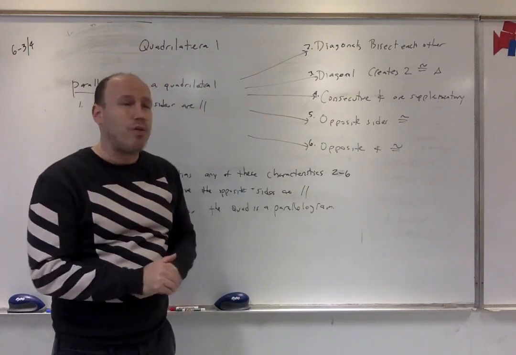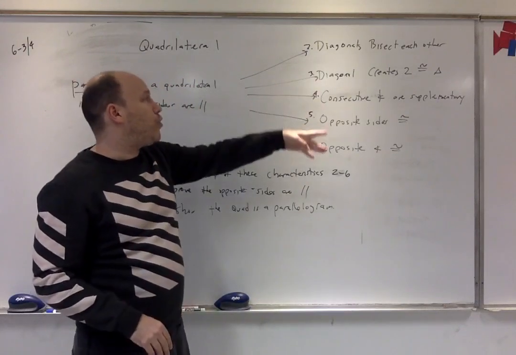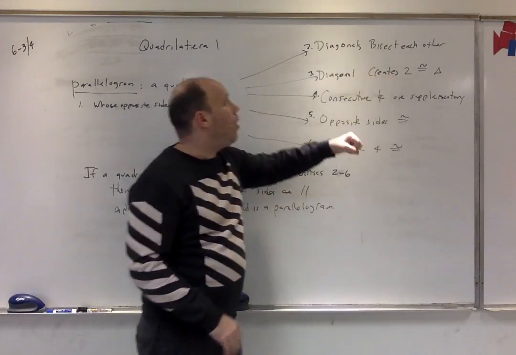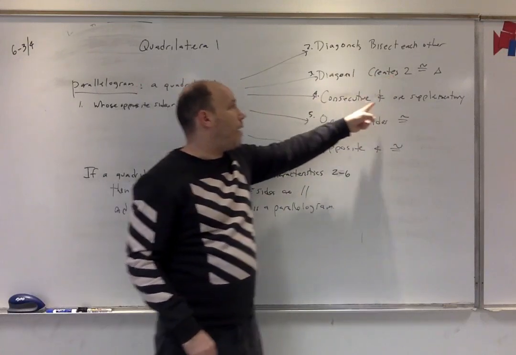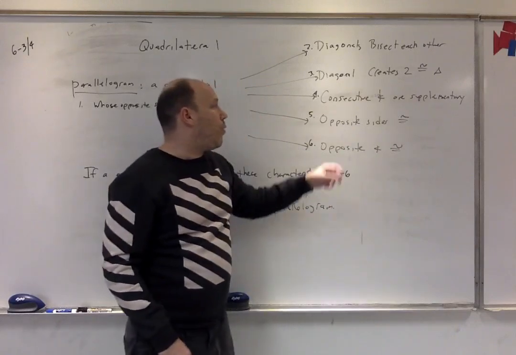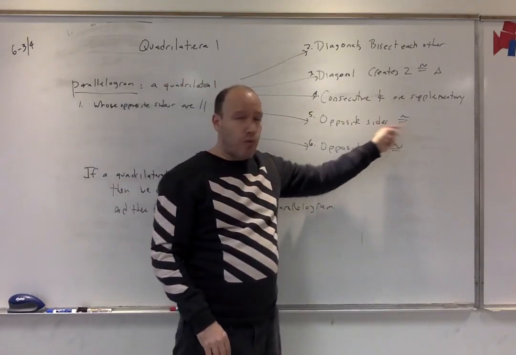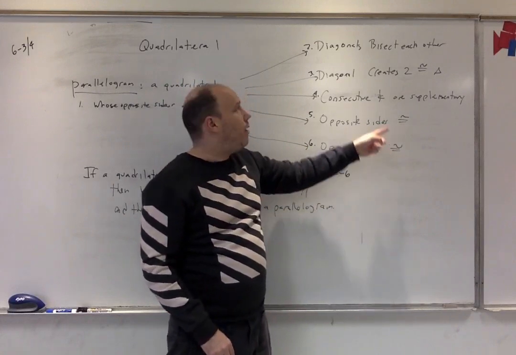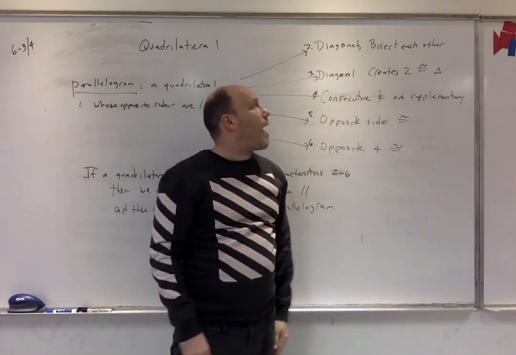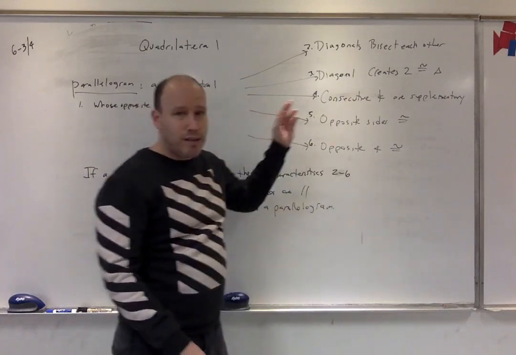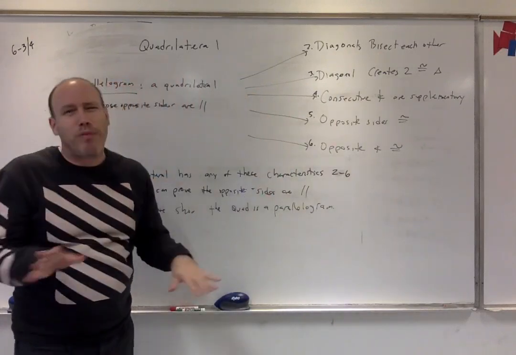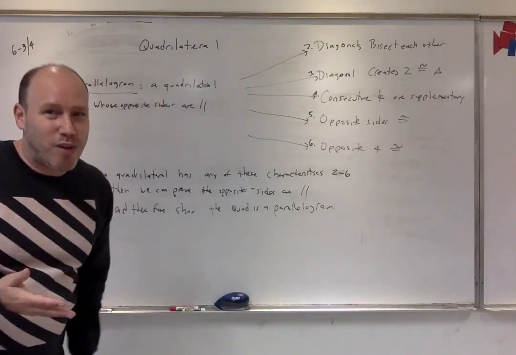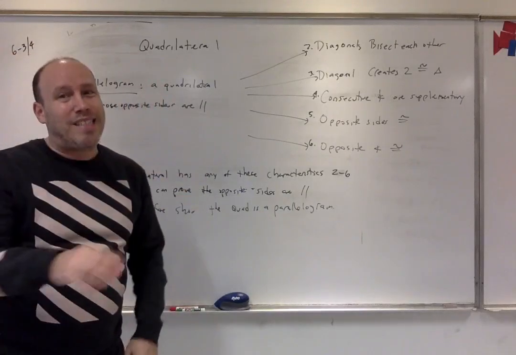You have it in your notes. Once again, we were able to show that a diagonal creates 2 congruent triangles. We were able to show that consecutive angles are supplementary. We were able to show that opposite sides are congruent. We were able to show that opposite angles are congruent. And we were able to show that the diagonals bisect each other. That was 6.2, and you did all those algebra problems, a couple of proofs thrown in. Once again, we know in a geometry class, we also end up going back to the algebra.